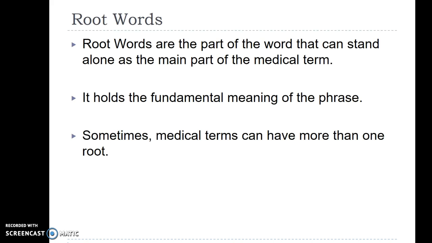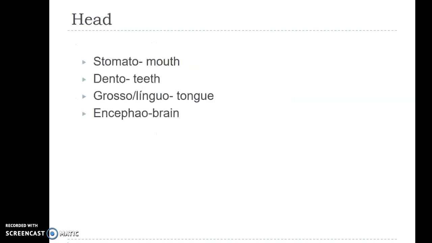And sometimes medical terms can have more than one root. That's when it always gets fun. But if you know the root words, you'll be able to look at it and understand what part of the body we're talking about. So some of the ones that refer to the head: stomato means mouth. So stomatitis means inflammation or infection in the mouth. Dento, teeth.